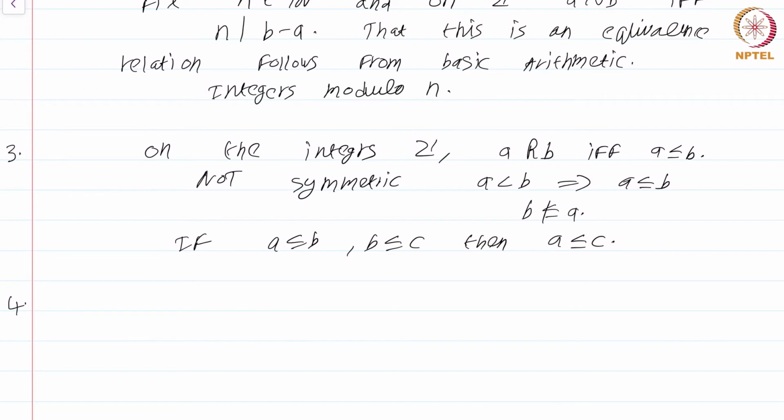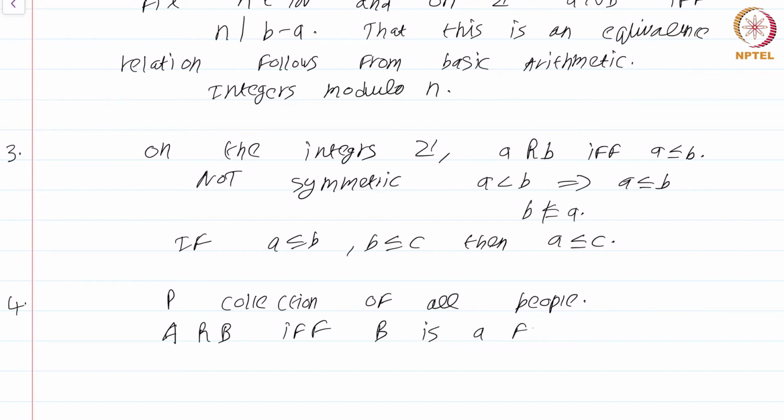Now let P be the collection of all people. Define a relation that person A is related to person B if and only if B is a friend of A. Now we can make some interesting remarks about this real world relation. Please don't take this example seriously. I just want to illustrate the mathematics with a bit of off the cuff humor.